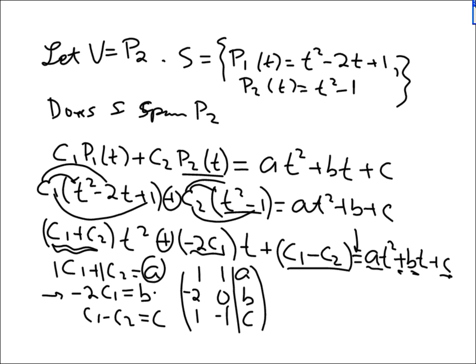Let's clean up the first column. Let's get rid of the negative 2 and the 1 by using row 1. I'll do 2 row 1s plus row 2, and I'll just do row 1 minus row 3.